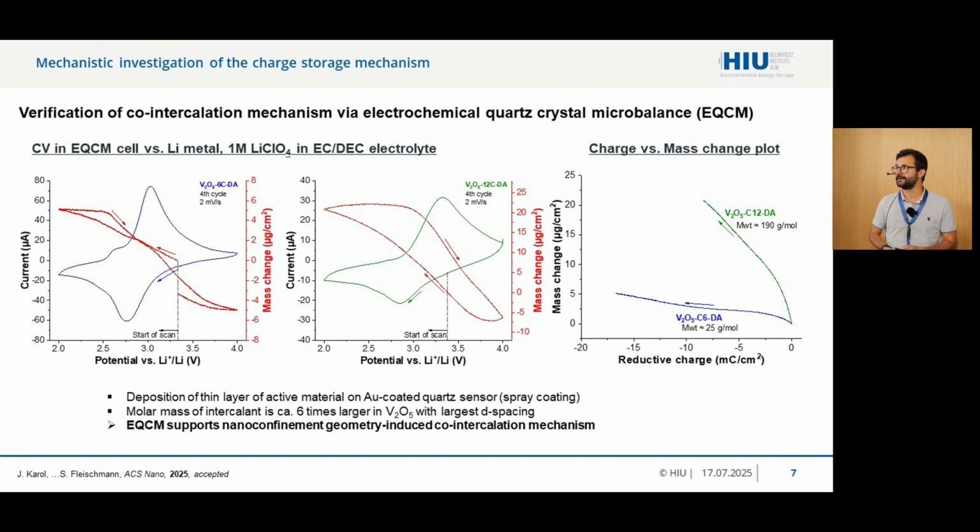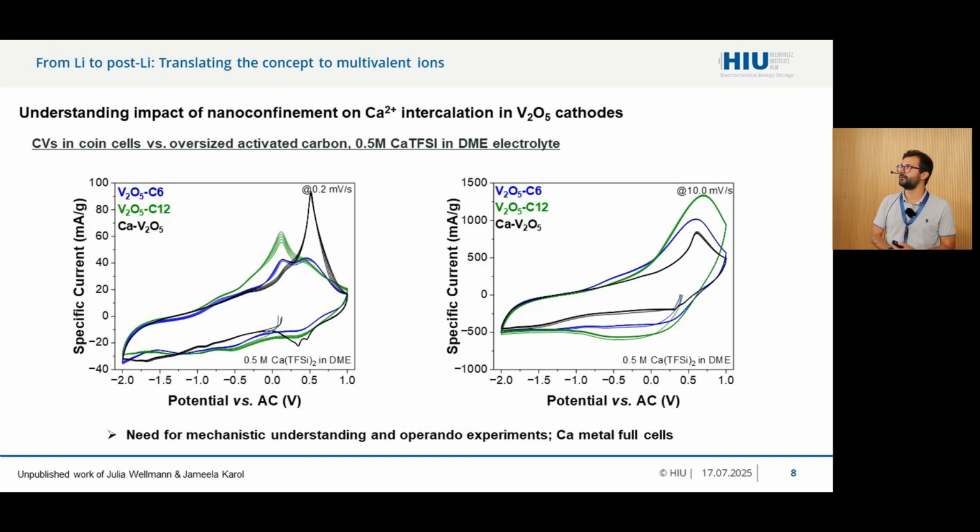So this is for us a clear evidence that we actually have the solvent co-intercalation mechanism in this highly expanded V2O5 host. And these were really exciting results for us because, to the best of our knowledge, this was the first time it was actually shown that electrode design can cause the solvent co-intercalation effect. Okay, so now we would like to also use this phenomenon in calcium intercalation chemistry.